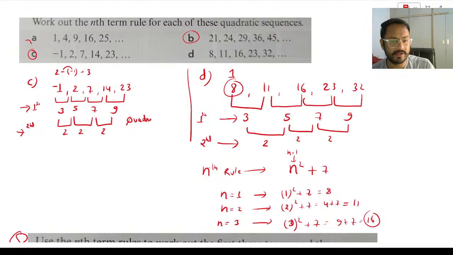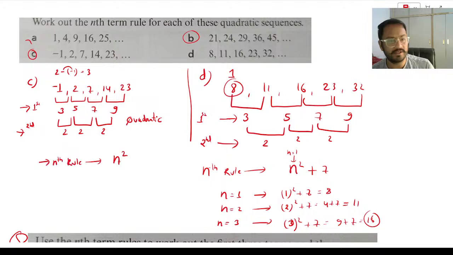Now in this, we generally write the n term rule in a simple way. You need to put n square, that is common for all. You always need to put n square because this is a quadratic sequence, right? Now put n equal to 1 here. If I put n equal to 1 here, what will be the n term rule?